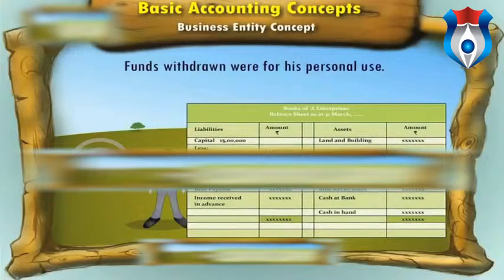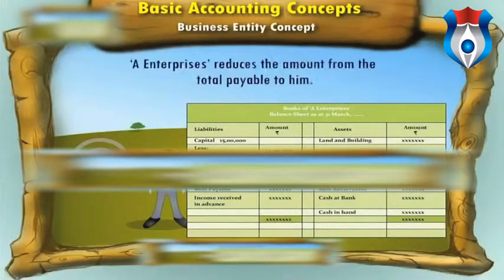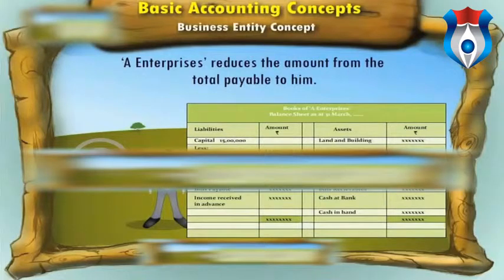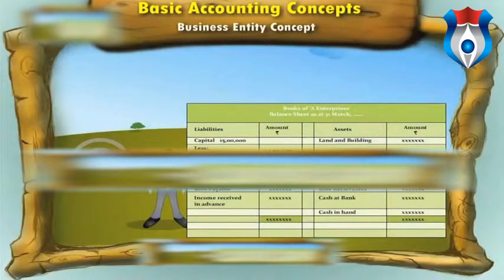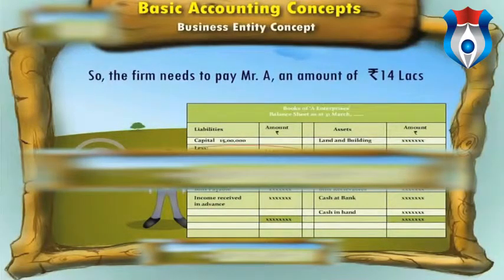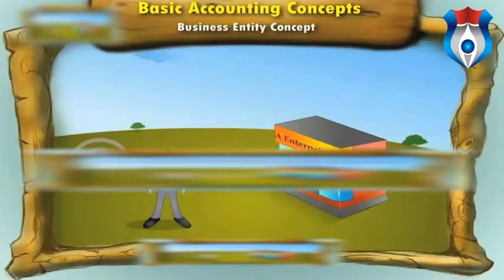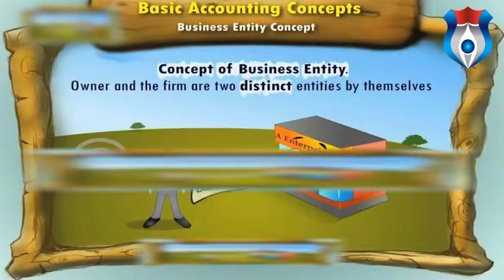As the funds withdrawn were for his personal use, A Enterprises reduces the amount from the total payable to him. So, the firm needs to pay Mr. A an amount of 14 lakh rupees. This is the concept of business entity. Owner and the firm are two distinct entities by themselves.